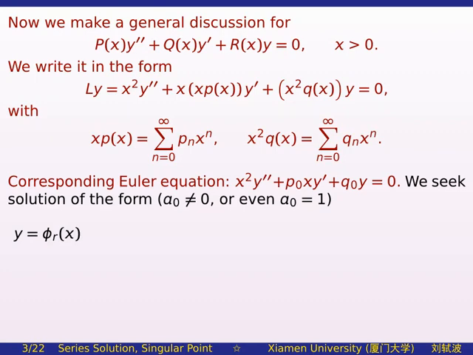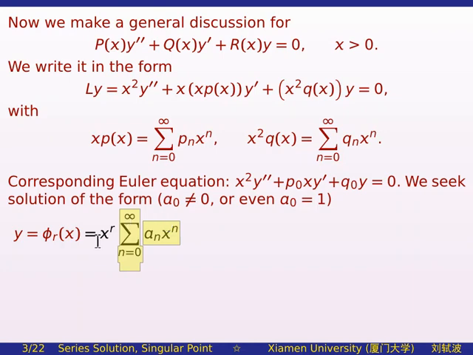Now, to solve this equation, we consider a solution of the following form. That is, y is phi(r, x), which is x to the power r multiplied by a power series. As we know, if x equal to 0 is an ordinary point, we can try to find solutions which are analytic, that is, which are power series. But if x equal to 0 is a regular singular point, in general, we cannot expect solutions analytic at 0.